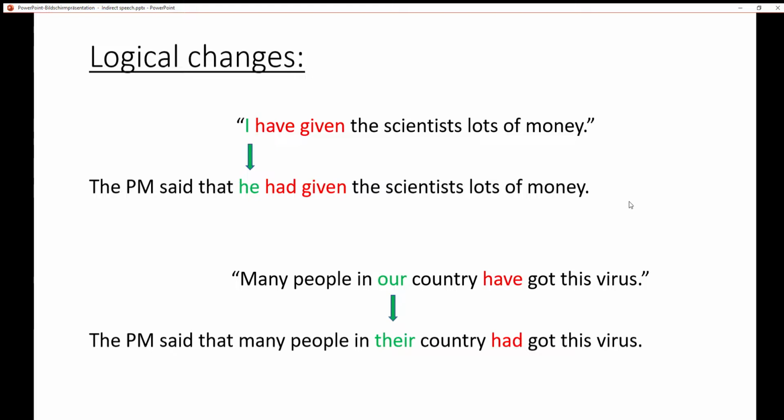So just remember to think about these things when you write down the sentence, when you report what somebody else has written in indirect speech. Don't make these mistakes. Make sure that you make these changes wherever it is logically necessary.